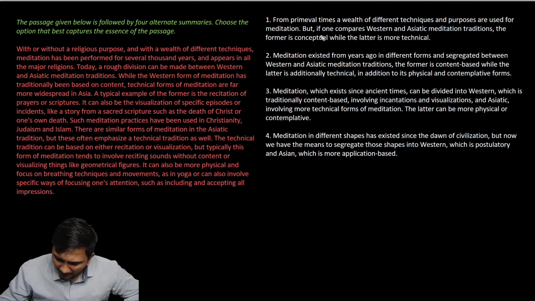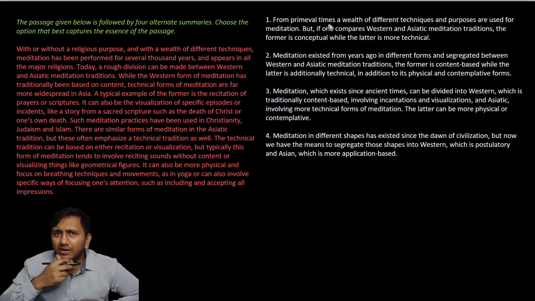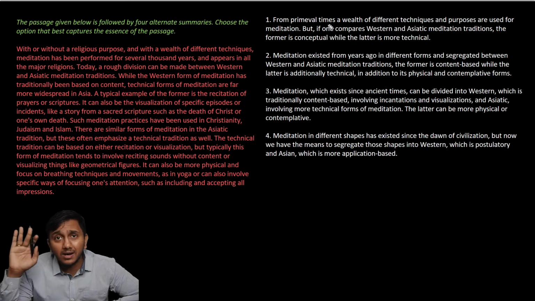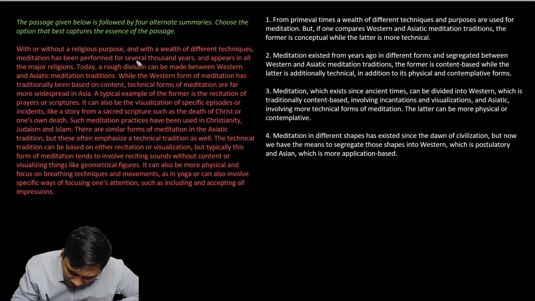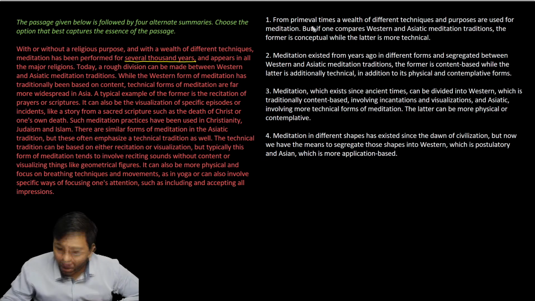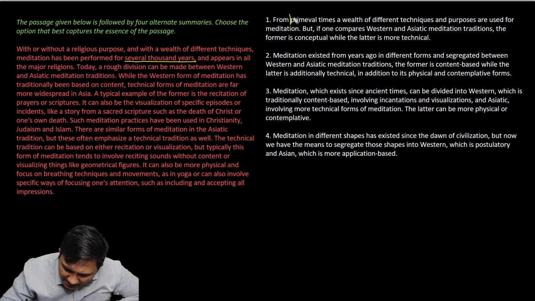So, from primeval times would mean too far back. From the earliest times, that is what is primeval. So that doesn't actually capture what is given here, because what is given here is several thousand years. When you say from primeval times, it's like millions of years back. So there itself, I see that there is a problem.